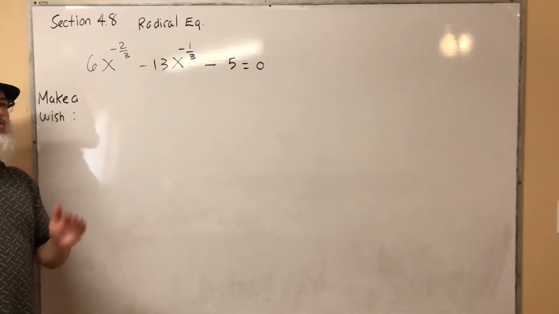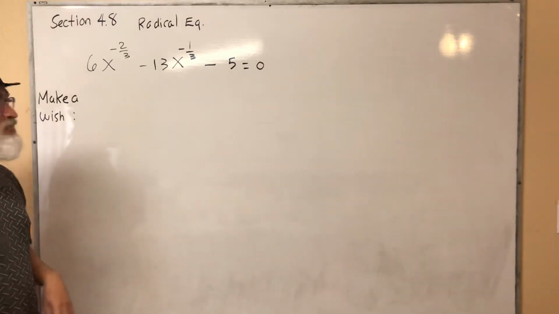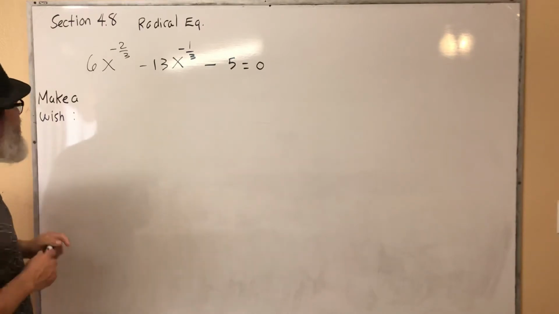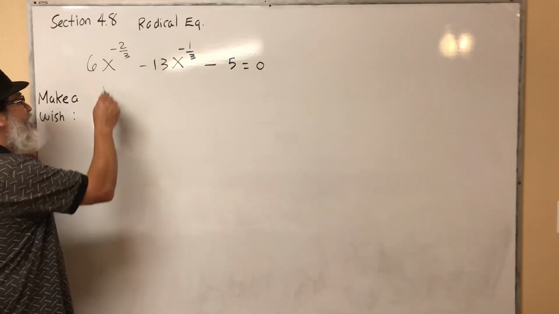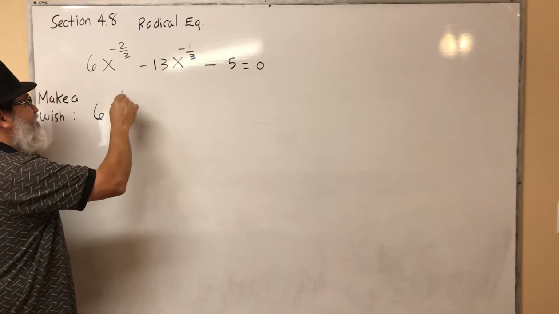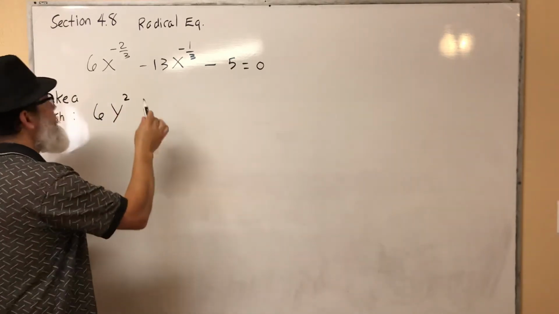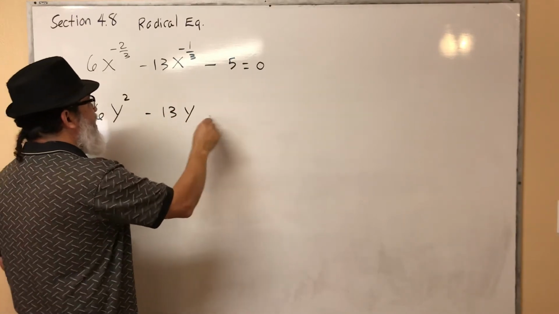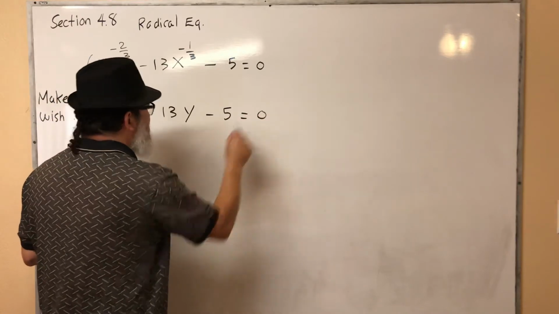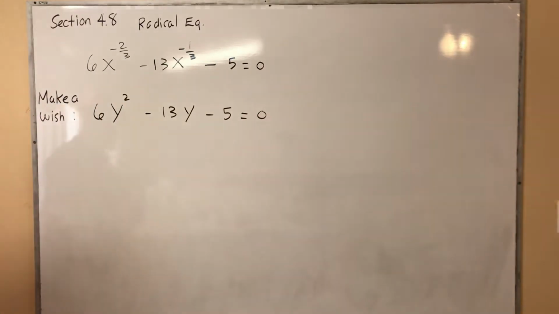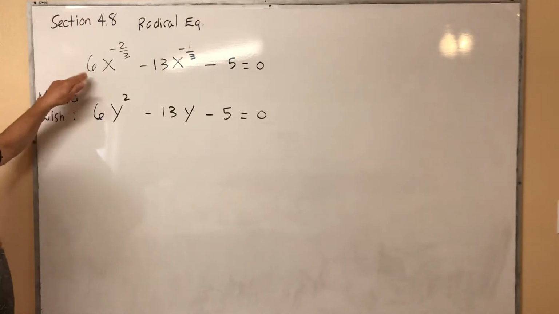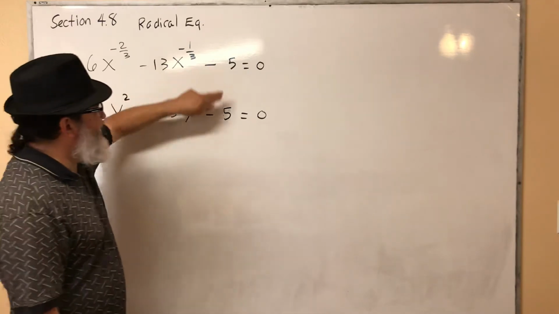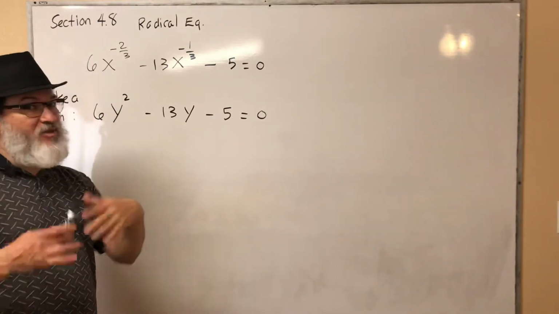So you make it quadratic using a different variable. Keep the same coefficient. Watch this. Make a wish. You wish that this was 6y squared minus 13y minus 5 equals 0. That's what you wish. You make a wish that this was quadratic. Note, I keep the same coefficients, and you just make it quadratic because that's your wish.